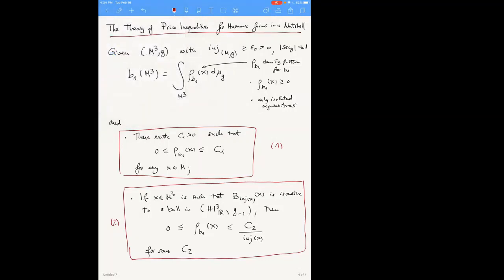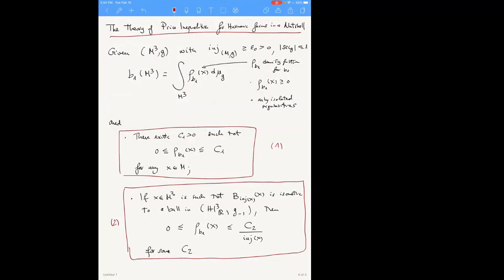So in the beginning of your slide, you mentioned that B1, the first Betti number, is the integral of some function. Yes, and I told you how to get that function. Yeah, so you use the Hodge theorem. Right, so a similar statement will be true for higher Betti numbers as well, right? Yes, that is correct. We have similar estimates for any Betti numbers.